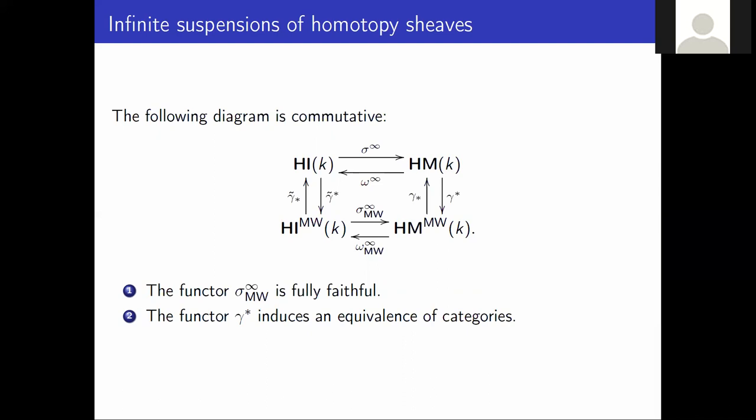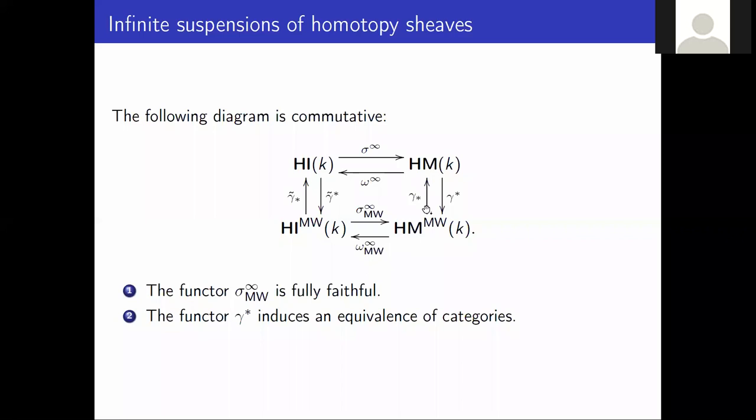So up until now, I've given you a new definition of transfers, and I told you that it was equivalent to some well-known transfers. So what can I do with this new point of view? Well, originally I wanted to study this square of adjunction. HI is the category of homotopy sheaves, HIMW is the category of homotopy sheaves with Milnor-Witt transfers, HM is the category of homotopy modules, which are Z-graded homotopy sheaves, and HMMW is the category of homotopy modules with Milnor-Witt transfers. And so you can see that HM is the heart of SH, the stable homotopy category.